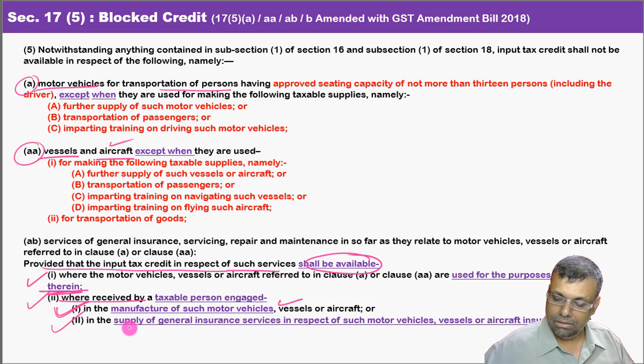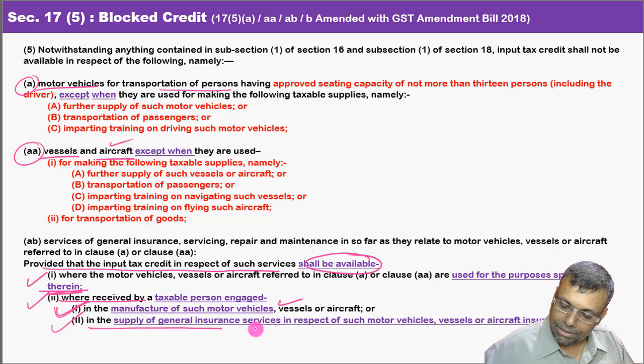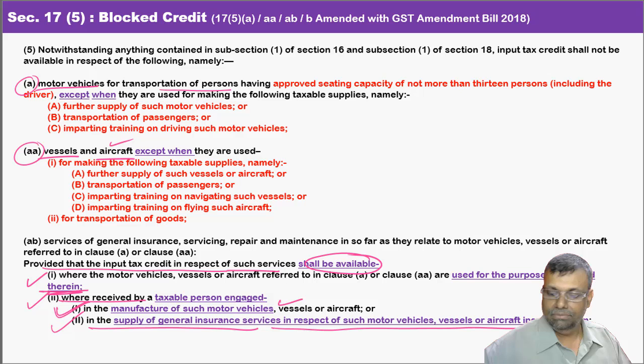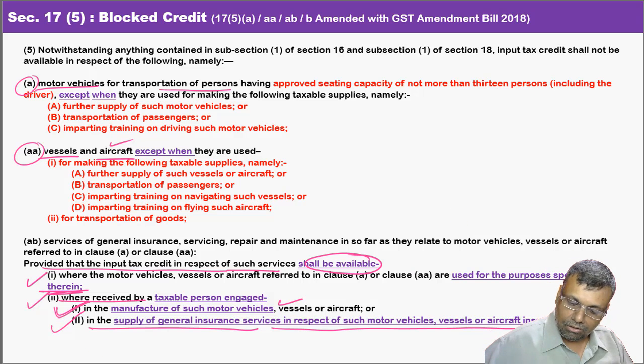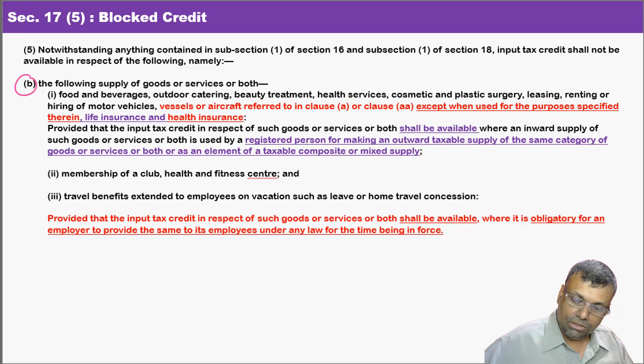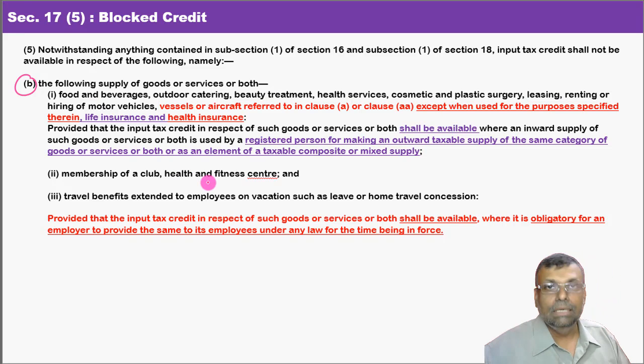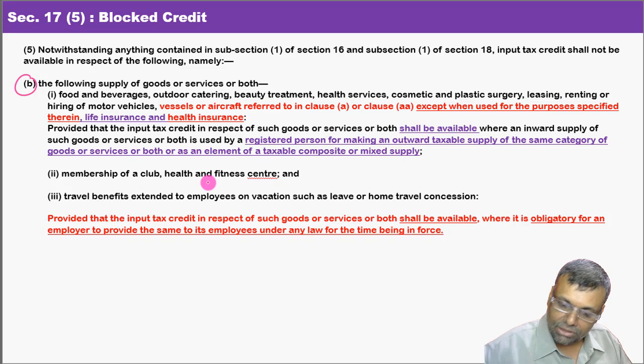Further, if you have got these particular services with respect to the supply of general insurance services in respect of such motor vehicle, vessels, etc. So if you have got this particular insurance which is in the supply of the general insurance services, so basically you are probably supplying the general insurance and you have got this particular general insurance. In that particular situation, you will be eligible for the input tax credit. Okay.